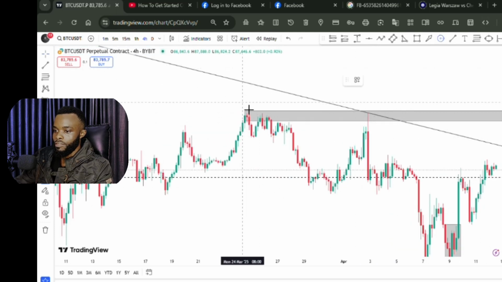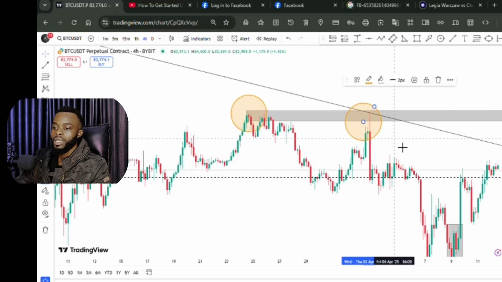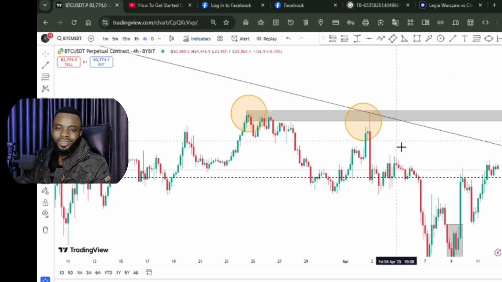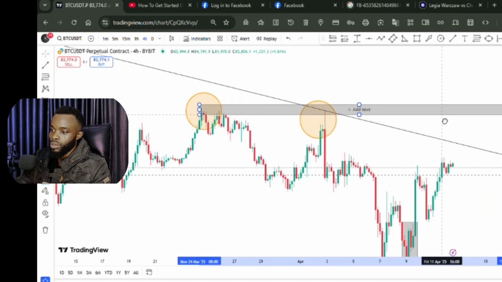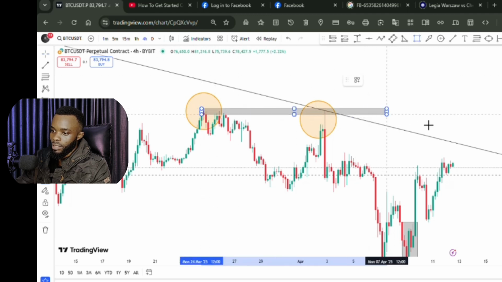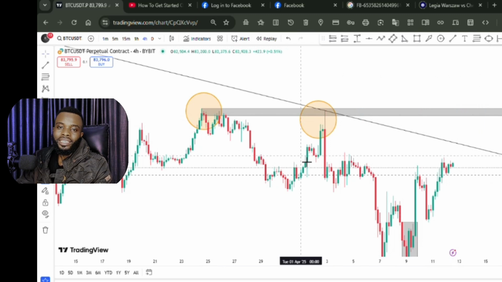Okay, so this is the first rejection, and we can now see another rejection here. That particular zone is where we have our supply level, also known as strong resistance level, and that's why I use this rectangle tool to map it out. Let me do that again, so you guys can see. Start from here, map it out like this. This is our strong supply level.